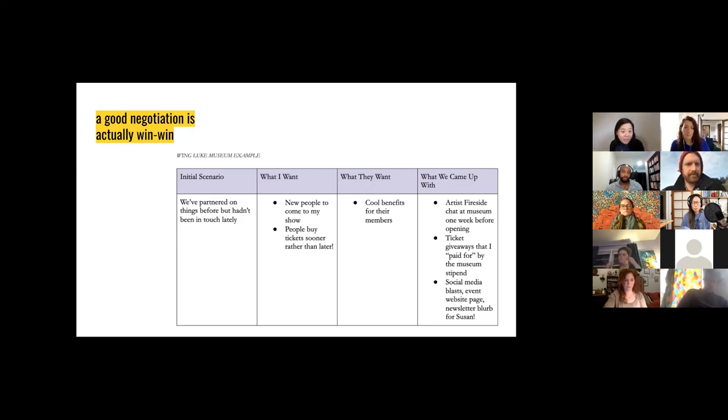And then we can give away tickets, and that can help build up energy towards a fireside chat. And then also, people feel like they're getting exclusive benefits by being a part of the Wing Luke Museum as a member. And here they're agreeing to also manage a lot of the marketing for me, because it's promoting an in-house event for them and they're doing a giveaway for their audience.